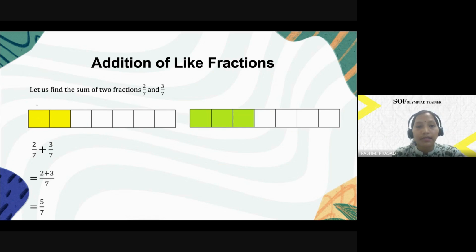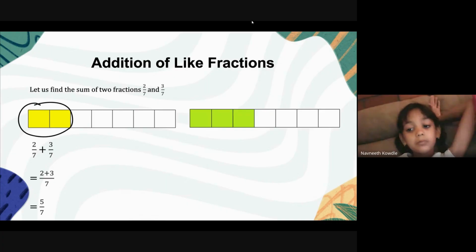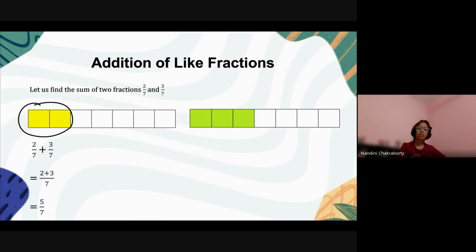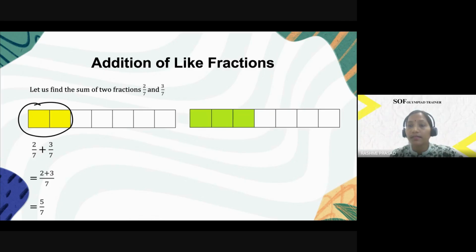You can see an example here. In the first one, two parts are shaded yellow, right? Yes, ma'am. How many total parts are there? Out of how many parts are two shaded? 7, right? So the fraction for this will be 2 upon 7. That is how I can represent the shaded part. Okay. Anyone having any doubt?